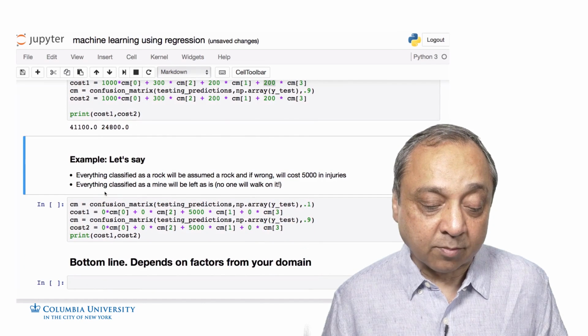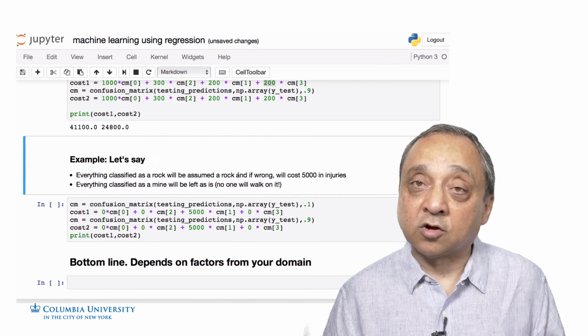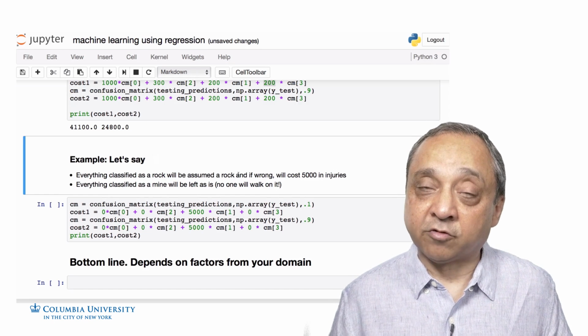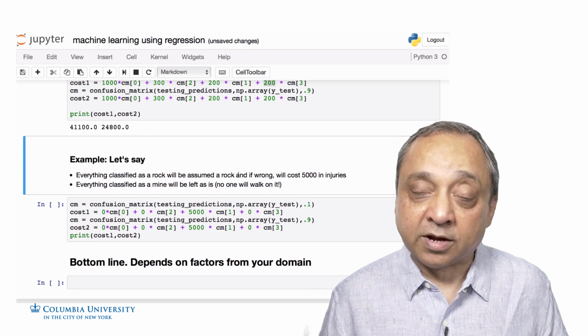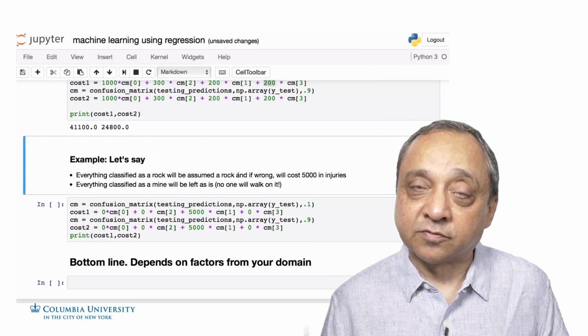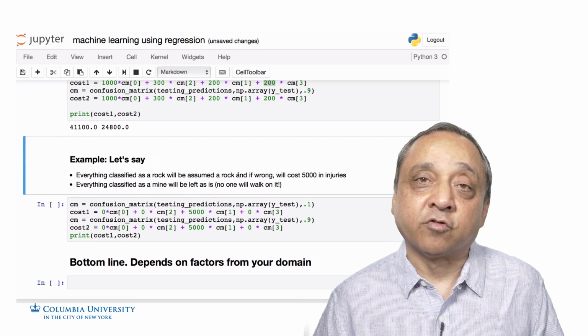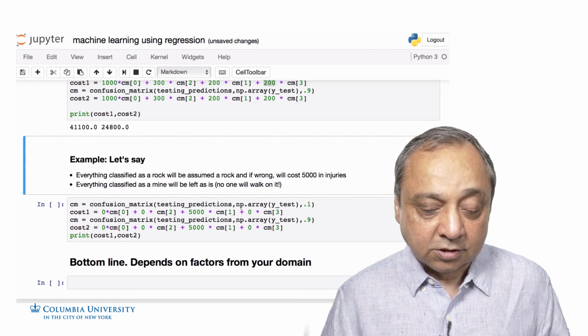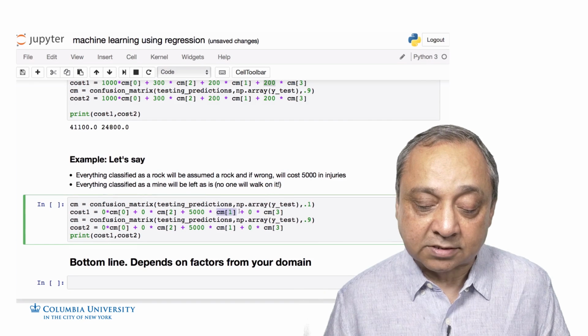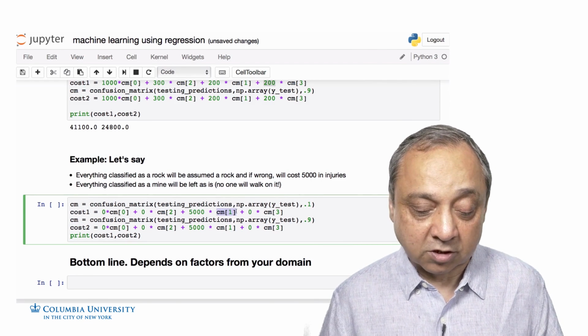So let's take another example, and we said everything that's classified as a rock would be assumed a rock, and if it's wrong, it'll cost us $5,000 in injuries, treatment of injuries or whatever. So whenever something is classified as a rock and it turns out to be incorrectly classified, meaning it is actually a mine, it costs us $5,000, but otherwise it doesn't cost us anything. So we are walking through the field, we're not testing anything at all. So in this case, the only thing that we care about is this one over here, that is a false negative, where it says it's a rock, but it turns out to be a mine.